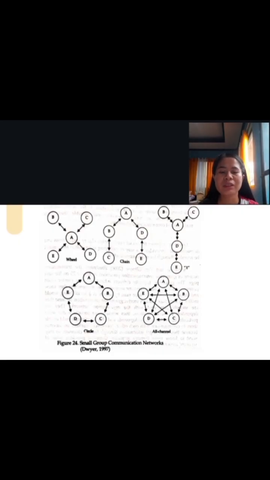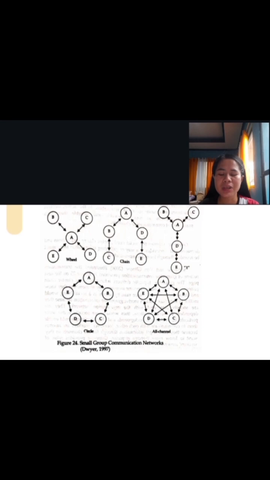So in wheel, information typically flows from the central hub to the other members and can flow back from the members to the hub. Members are not directly connected to each other. All communication is channeled through the central hub. Chain communication typically starts at the top, moves downward through the chain of command. In a Y communication network, a central figure A manages three smaller subgroups, B, C, and D. Subgroups B, C, or D can communicate directly with A, but not with each other.